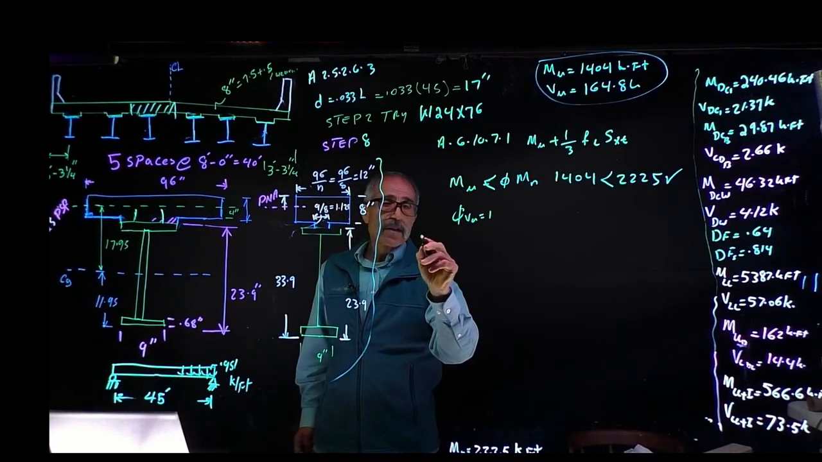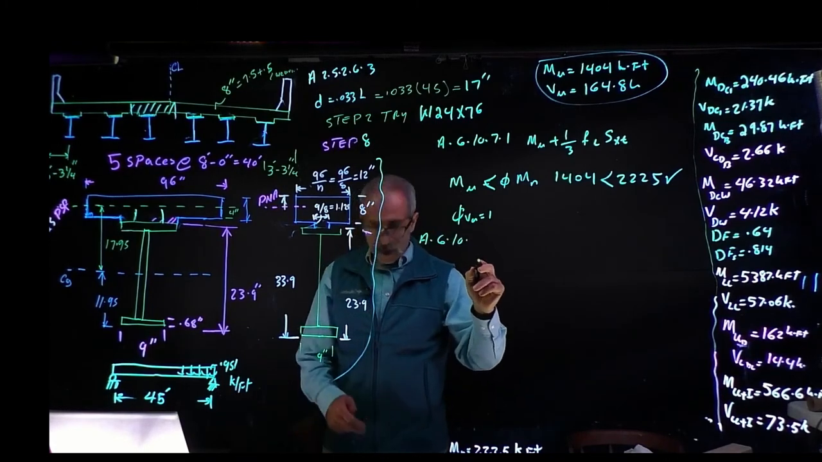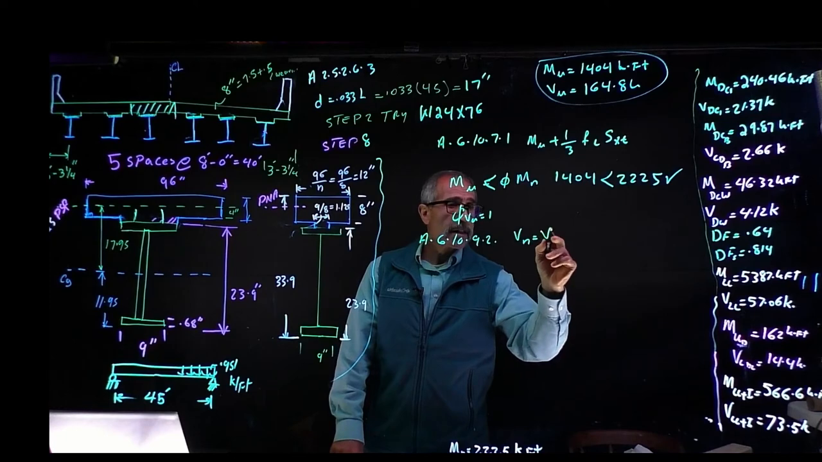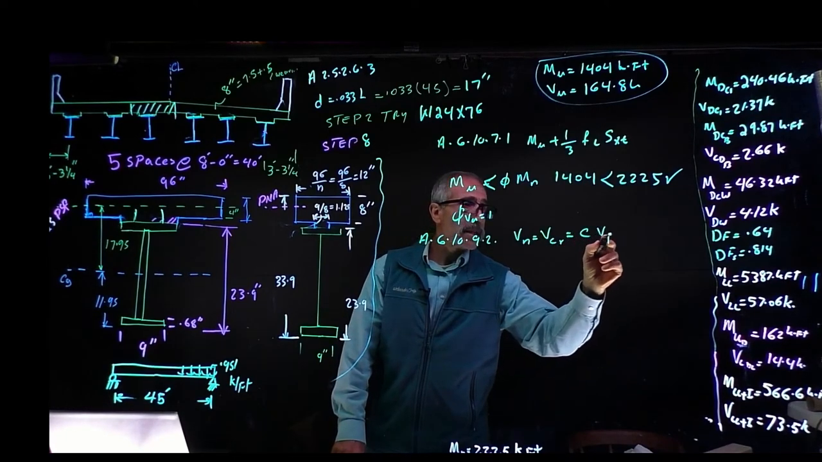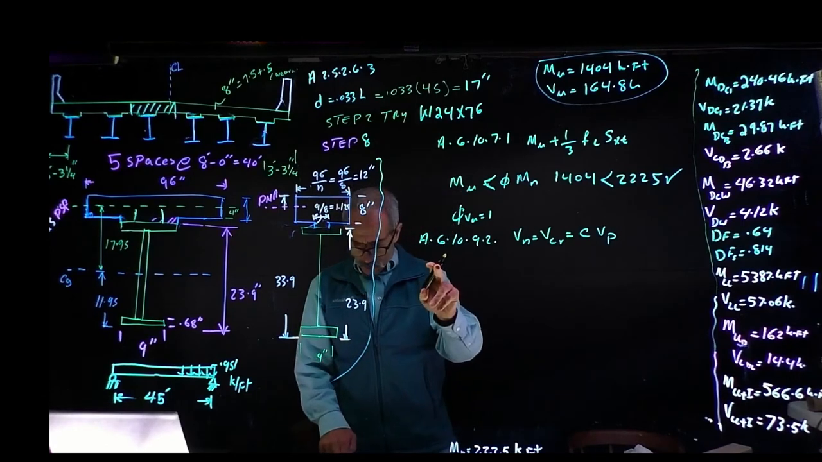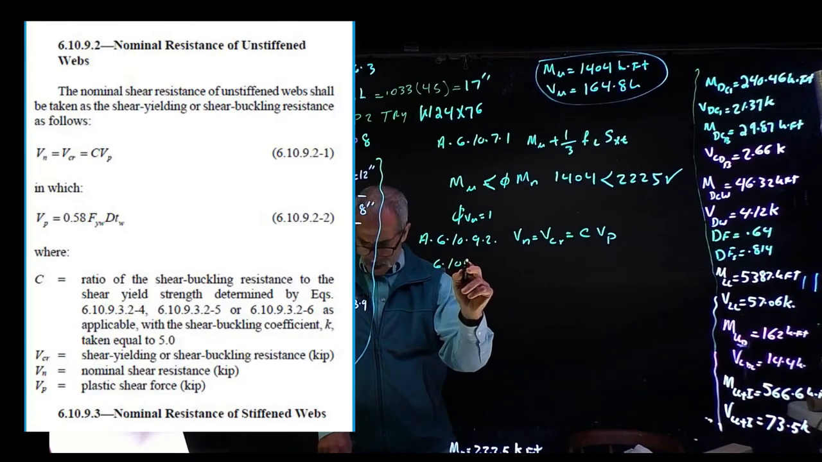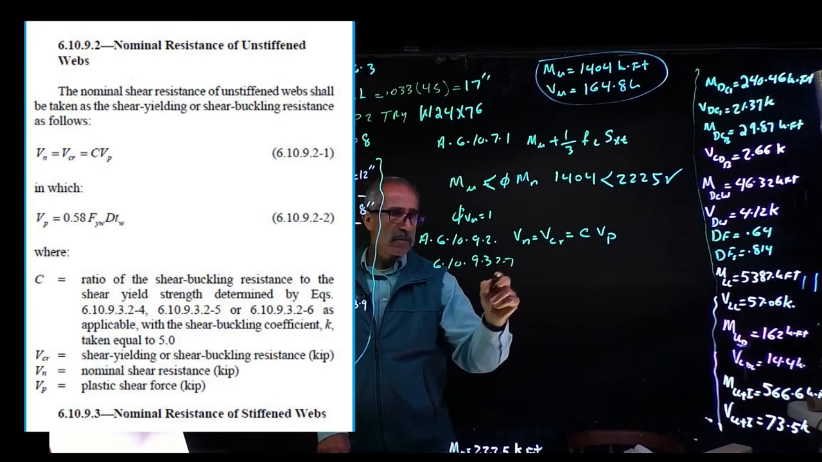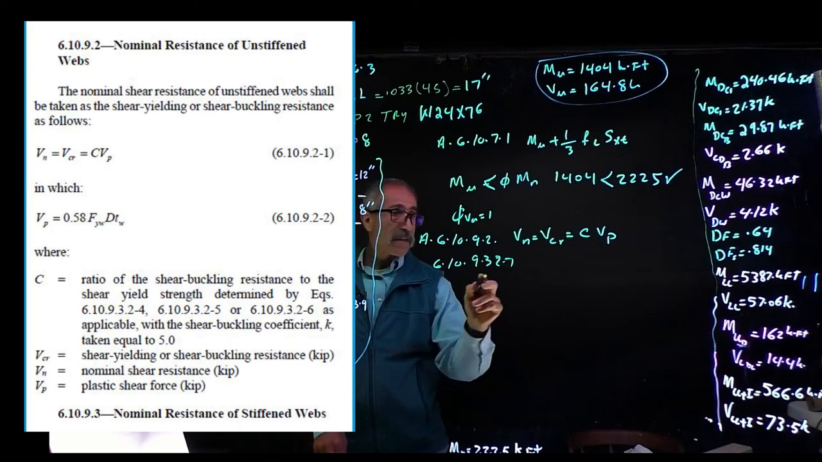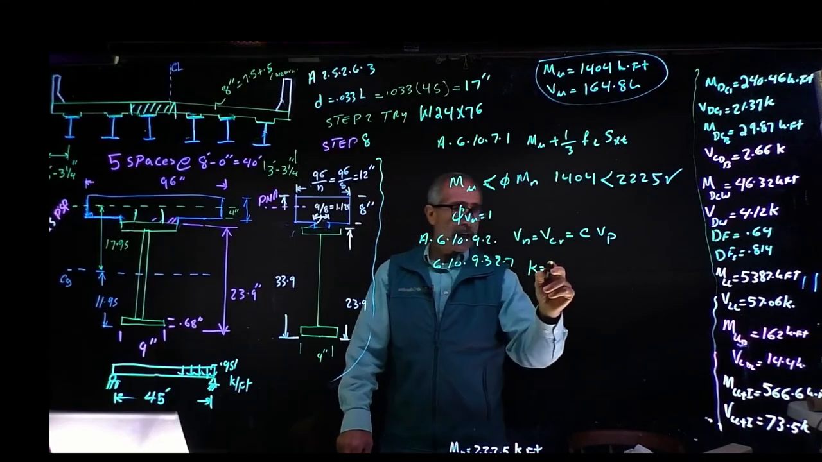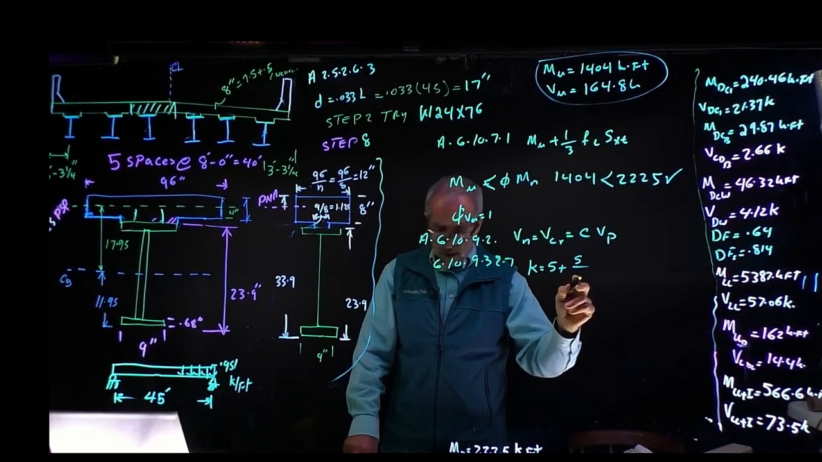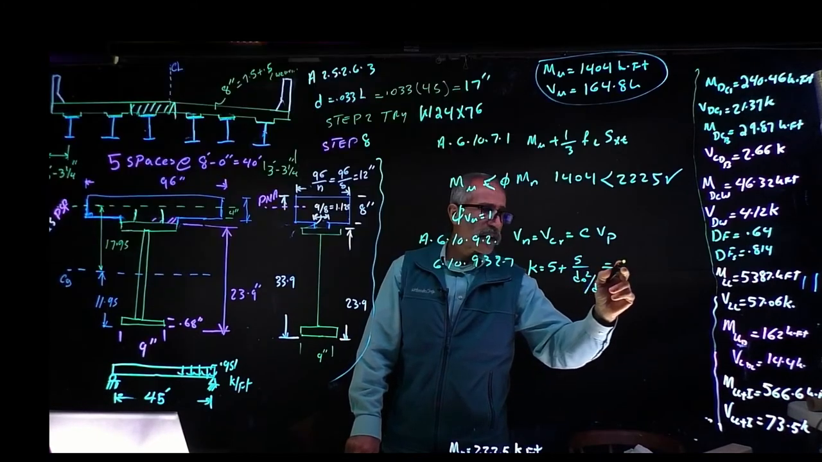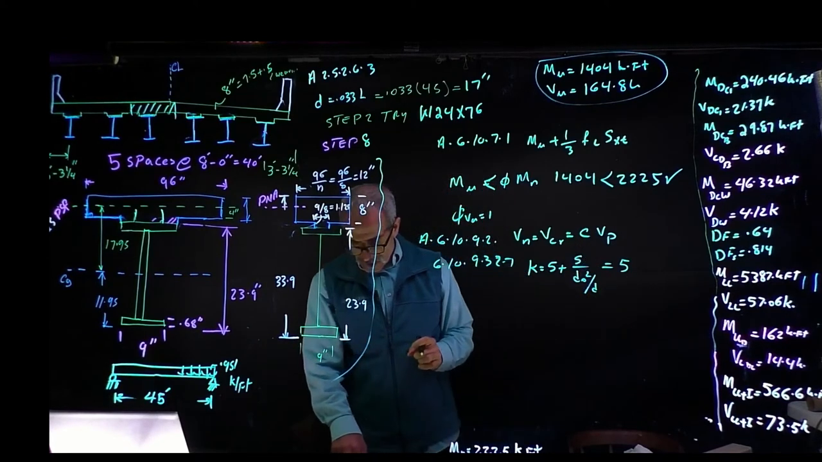And from AASHTO 6.10.9.2, we have Vn is equal to Vcr, which is equal to C Vp. Let's find out what C comes out to, but before we do that, we have to go to AASHTO 6.10.9.3.2-7 maybe. We're going to find k. And k is equal to 5 plus 5 divided by Do over D squared, because this number is so large, we're just going to say 5. So this number becomes so small.